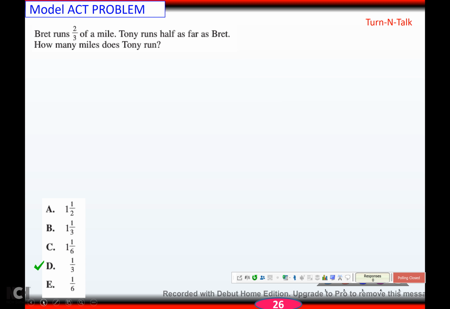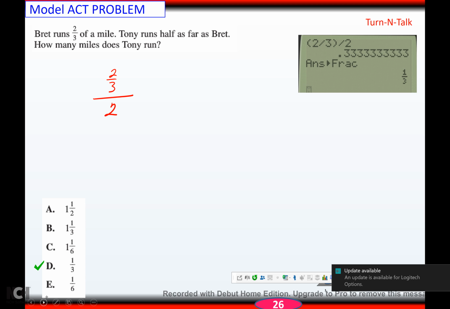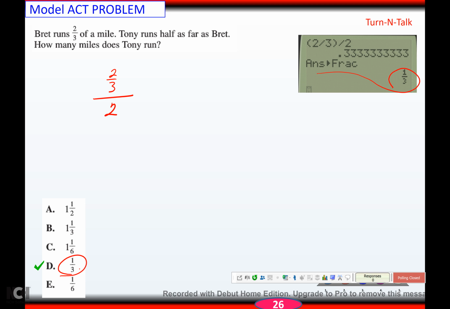And hopefully you got 1/3. It says Brett runs 2/3 of a mile. Tony runs half as far as Brett. How many miles does Tony run? Well, if Brett runs 2/3 of a mile and Tony runs half of that, you're dividing 2/3 by 2. So if I do 2/3 divided by 2, I get 0.3 repeating. Math enter it, and you get 1/3.